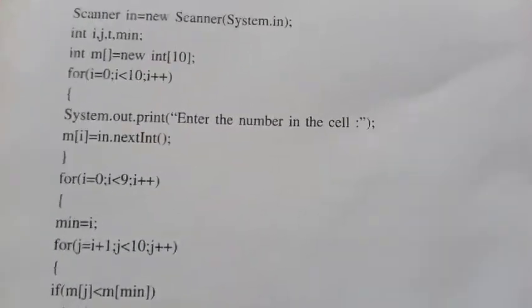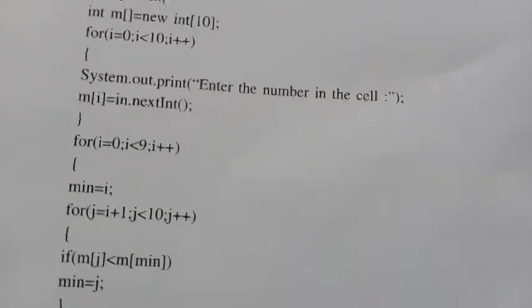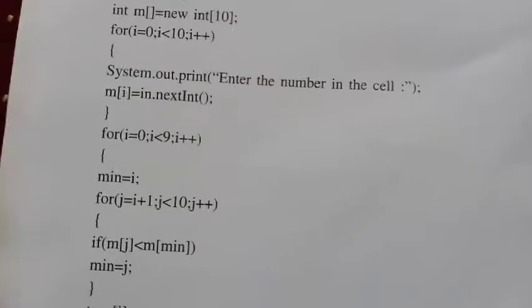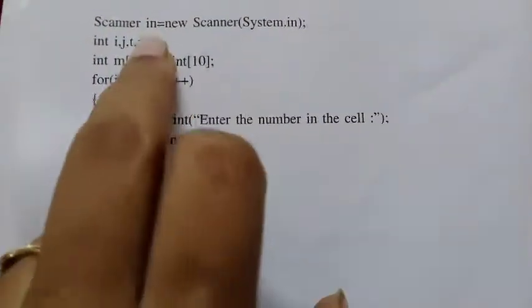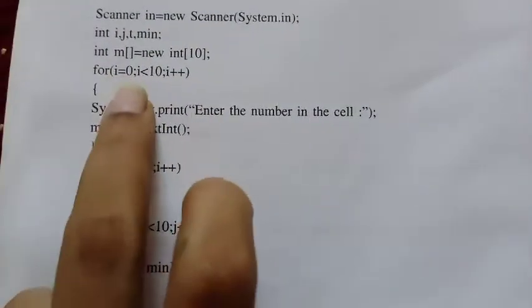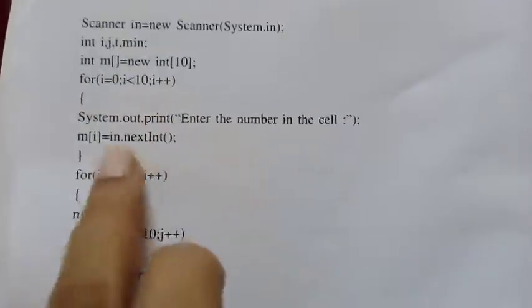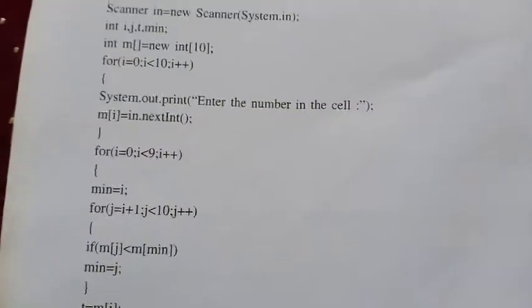So like that we will be selecting the lowest number and assigning it from n of 0, n of 1, n of 2, like that we will keep on assigning. So we will be finding the very smallest number, right? For that only we have the minimum variable. Then this is your array declaration. For i is equal to 0, i less than 10, because we are going to accept 10 numbers, i plus plus. We accept the numbers and store them in the m array.